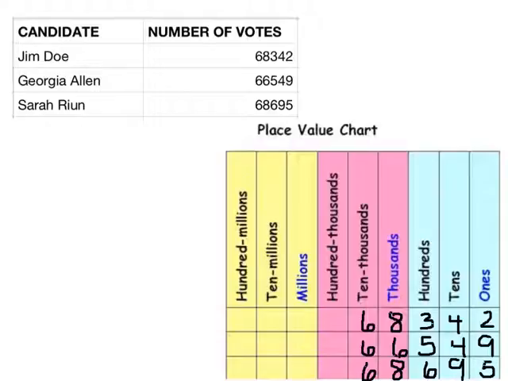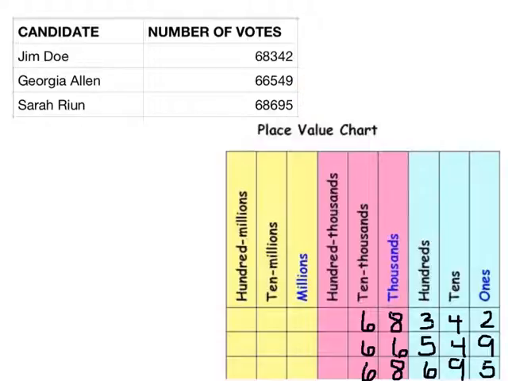For example, during an election, we need to look at the number of votes that each candidate receives and determine who won. In this situation, we have Jim Doe, and he received 68,342 votes. We have taken that number and placed it into our place value chart, and once again we see that he has 68,000, because the 68 of course is in the thousands period, 342.